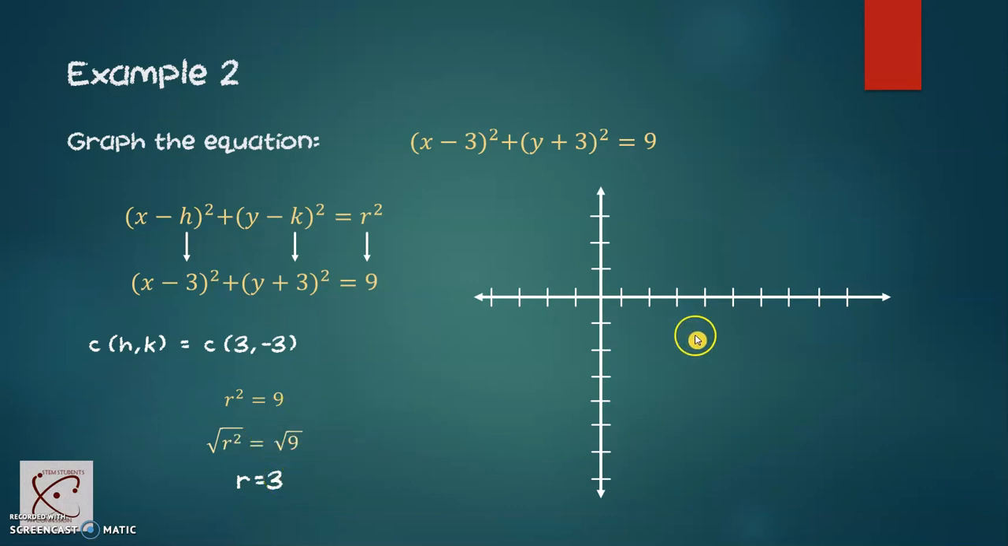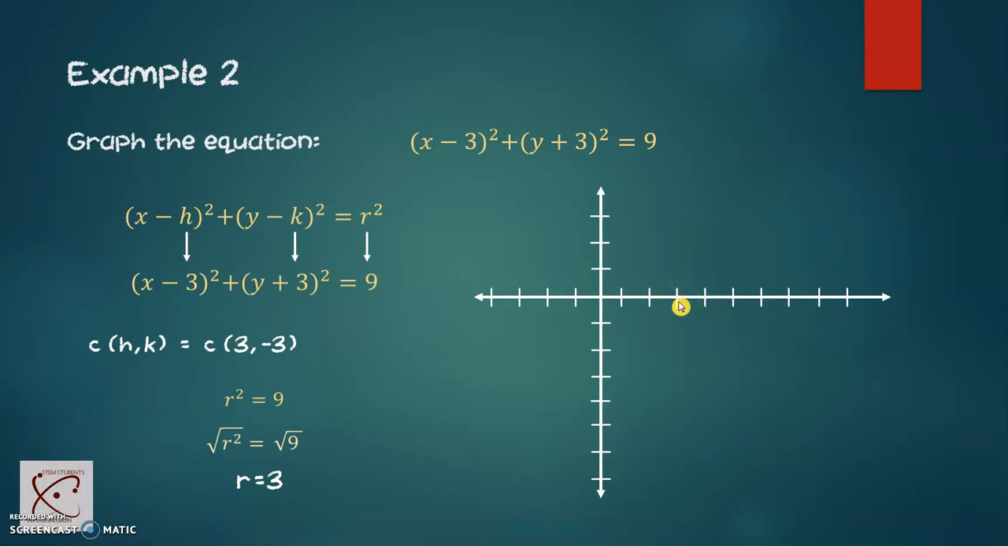So after that, mag-draw tayo ng Cartesian plane. And then, from the coordinate na nakuha natin dito sa ating center, ang x is positive and ang y is negative. So alam natin na ito ay nasa quadrant 4. So, positive 3, 1, 2, 3.